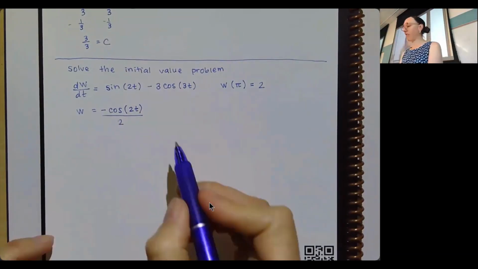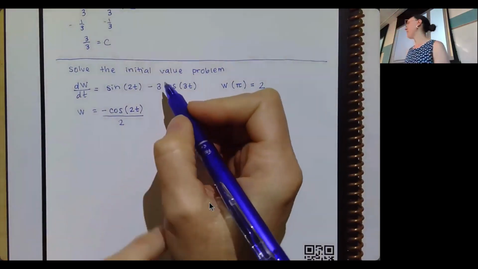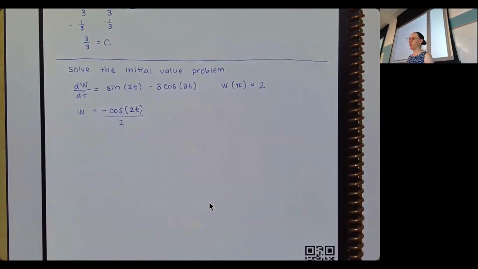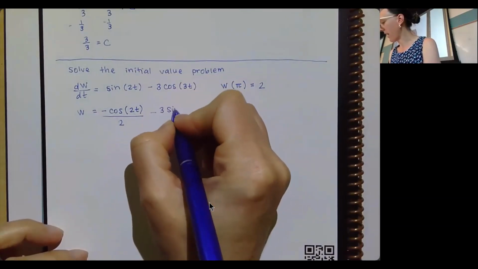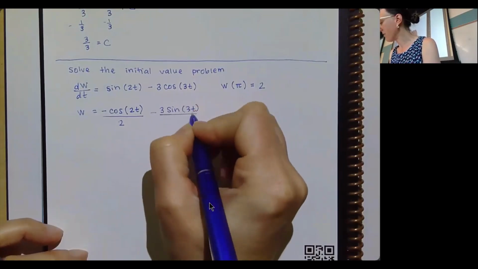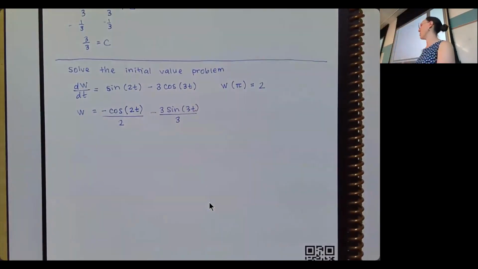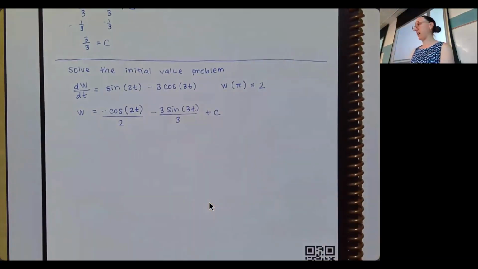For my next part, I've got a negative 3 cosine of 3t. And I'm asking myself whose derivative is equal to cosine. So I'm going to have negative 3 sine of 3t. And then I'm going to do that same thing and divide by 3 to sort of undo the chain rule piece. And then we're going to add a plus c.